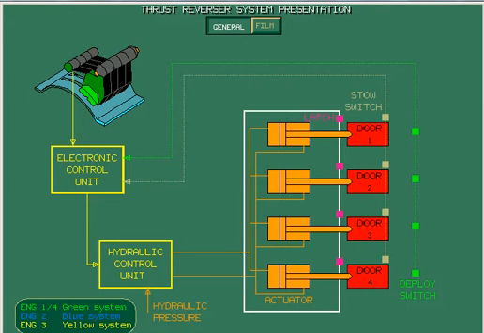A latch mechanism maintains each blocker door in the stowed position. The latches are hydraulically released at the beginning of the deploy sequence. Door positions are monitored by stow and deploy switches.